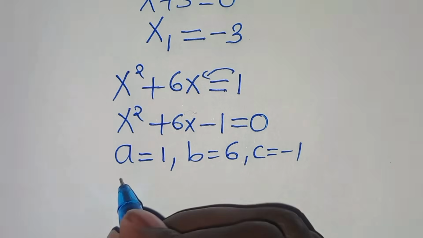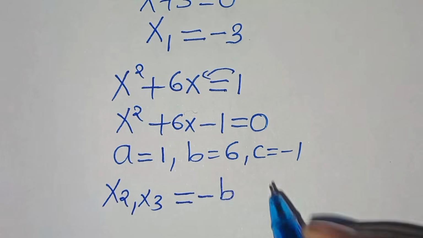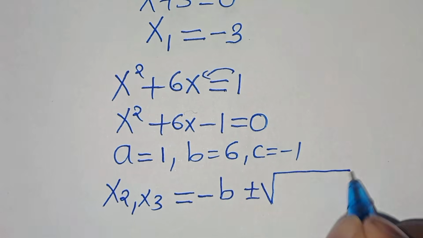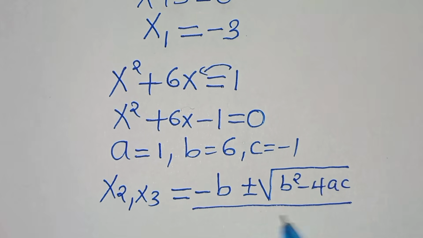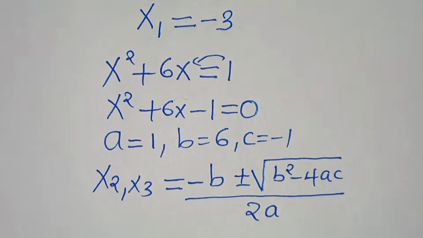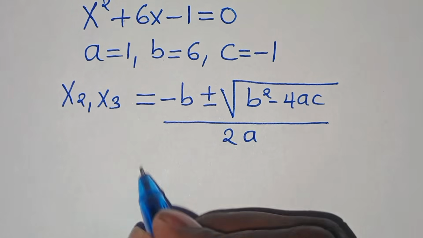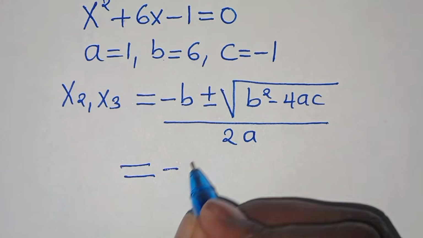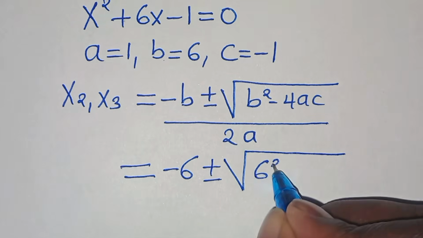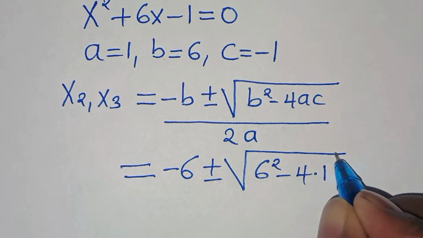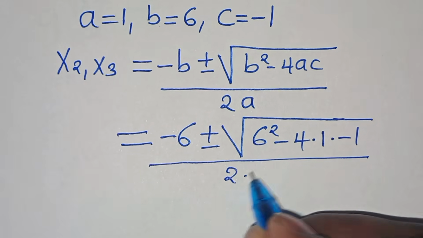So we can solve for x2, x3 by applying the quadratic formula here, which is minus b plus or minus the square root of b squared minus 4ac, everything here divided by 2 times a. Now let's substitute the values of a, b, and c into this formula. We have minus 6 plus or minus the square root of 6 squared minus 4 times a, which is 1, then times c, which is minus 1. Everything here divided by 2 times 1.